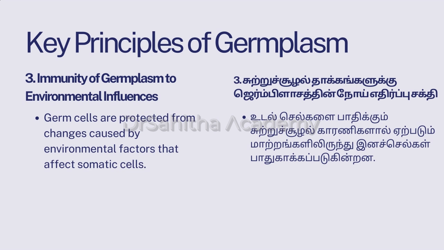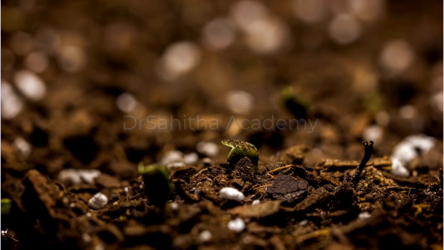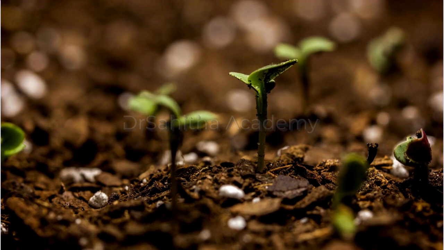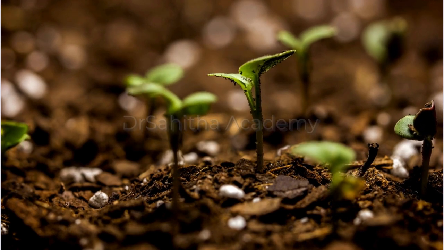Lastly, the immunity of germplasm to environmental influences. Genetic information in germ cells is protected from changes caused by environmental factors affecting somatic cells. Say for example, if a tree loses some branches in a storm, the seeds it produces will still grow into healthy new trees, unaffected by the damage to the parent tree.